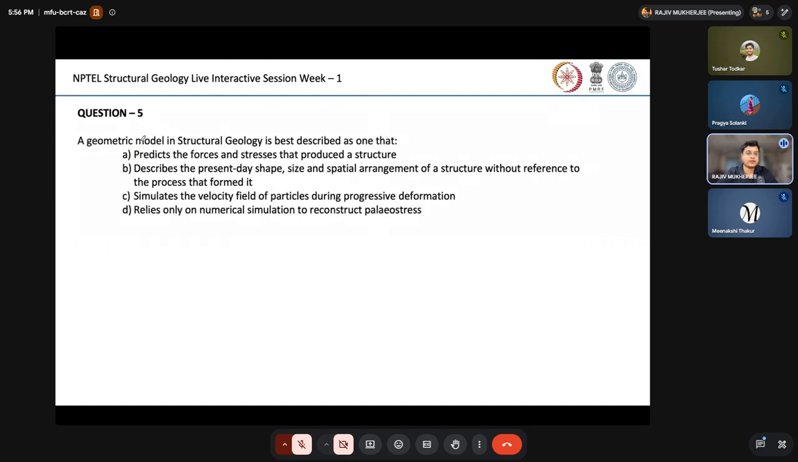Okay, so going to question 5. A geometric model in structural geology is best described as one that: option A, predicts the forces and stresses that produce a structure; option B, describes the present-day shape, size, and spatial arrangement of a structure without reference to the process that formed it; option C, simulates the velocity field of particles during progressive deformation; option D, relies on numerical simulations to reconstruct the paleostress. And as you know, it has no doubt option B is the correct answer.